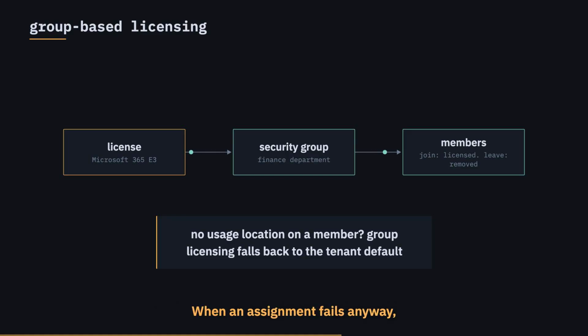When an assignment fails anyway, say the tenant ran out of seats, Entra records the user in an error state rather than silently skipping them, and the group's licensing page shows exactly who is affected. The rhythm to keep. Groups carry licenses, membership drives everything, and usage location is the quiet prerequisite.